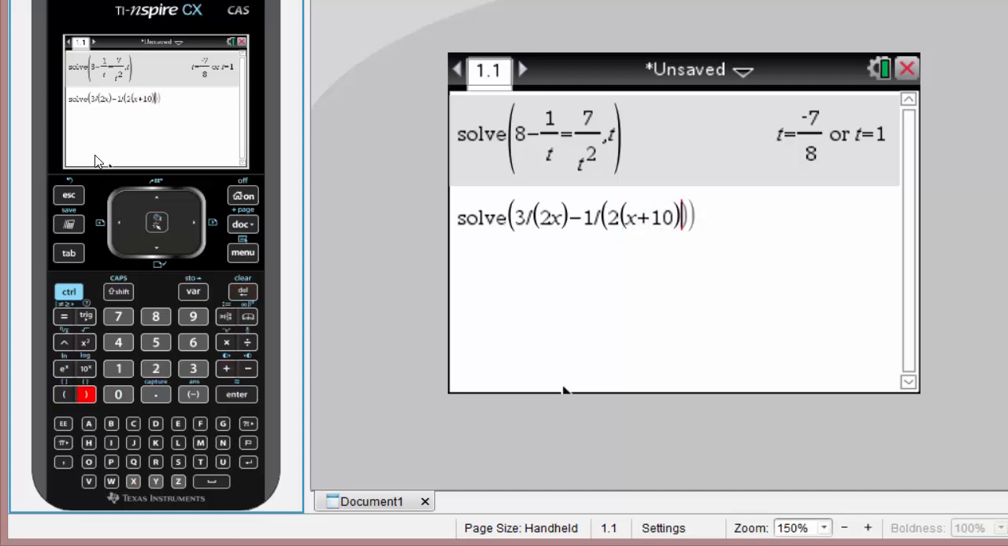Oops. So there is our denominator. And what do we want to solve for? Oops, I forgot the equal 1. Equal 1, and what do we want to solve for? We want to solve for x.